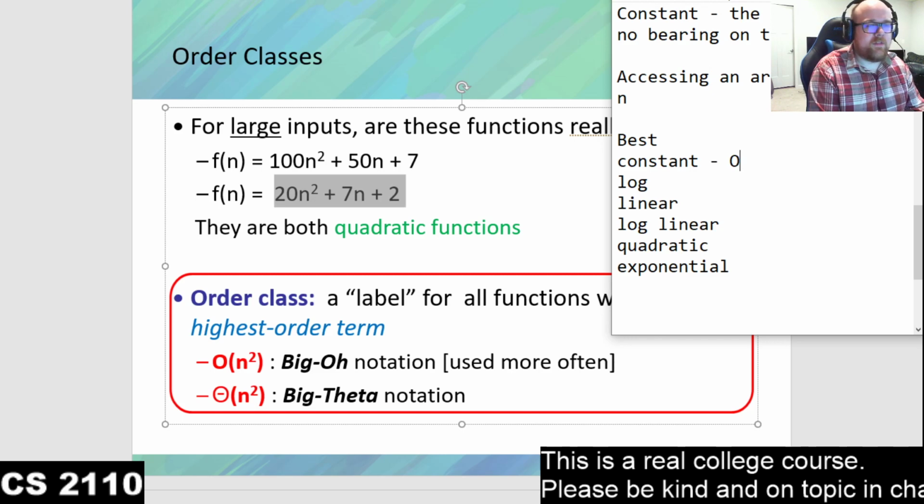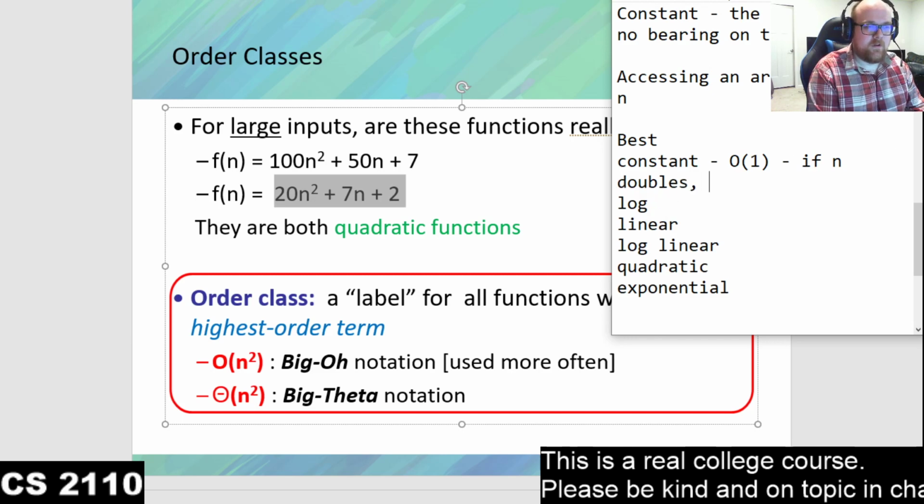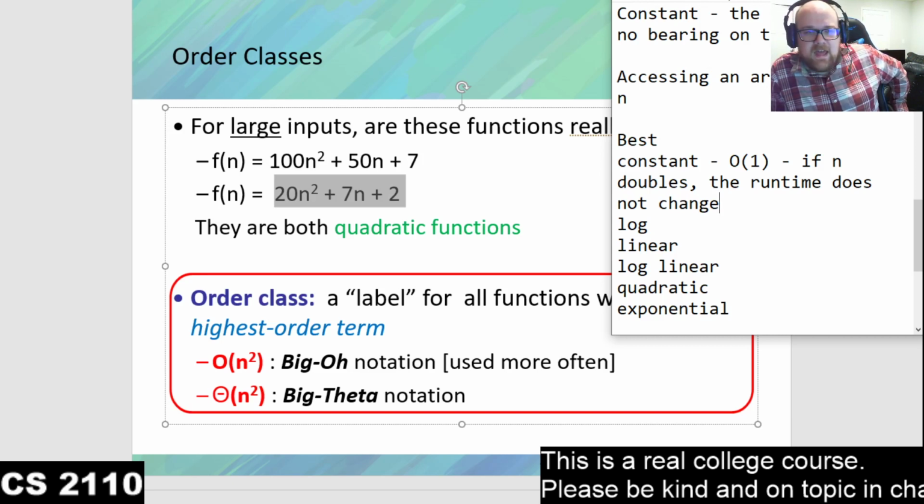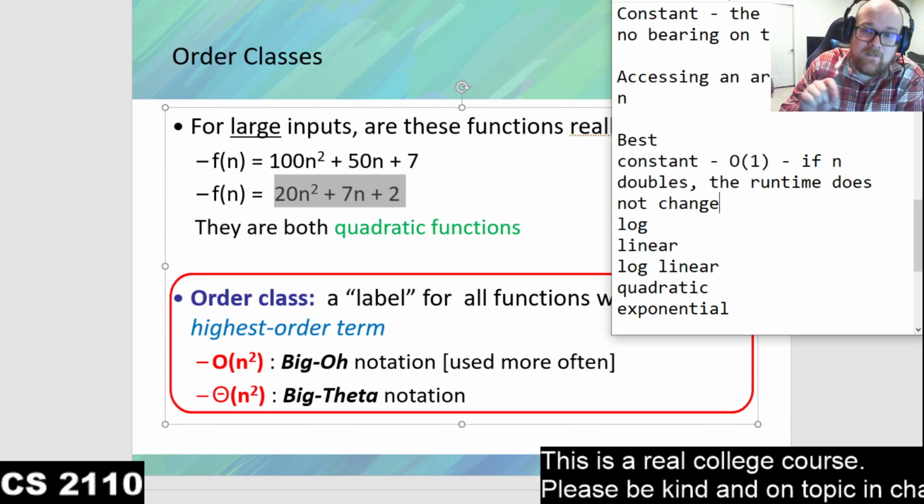So constant, what this means, if n doubles, the runtime does not change. That is to say that the size of the input has no bearing. An example of this is getting the first element of an array list. If I just get, not remove, the first element of an array list, it doesn't matter how big my array list is. It will always take the same amount of time. If my array list is size 1 billion or my array list is size 3, it takes the same amount of time to get the first element. That means constant time.